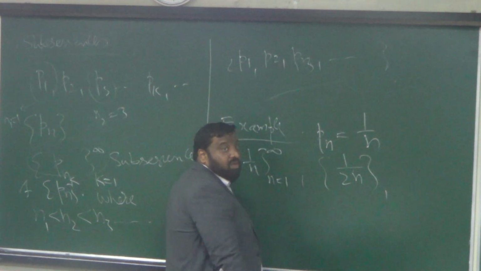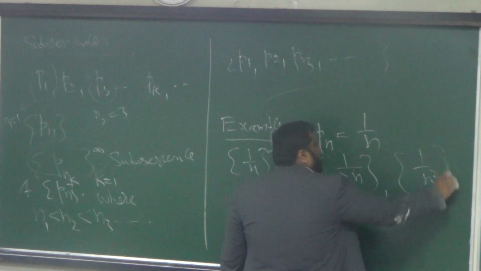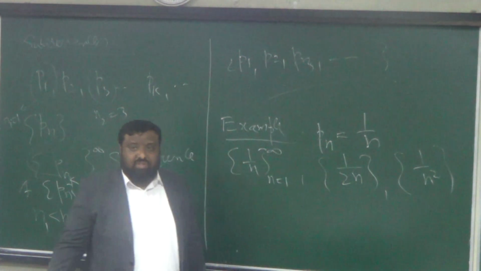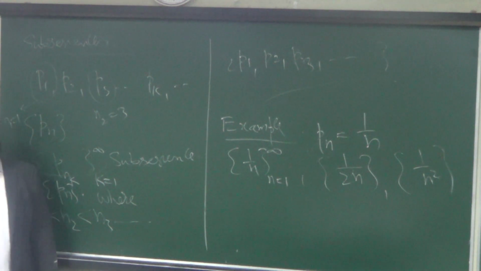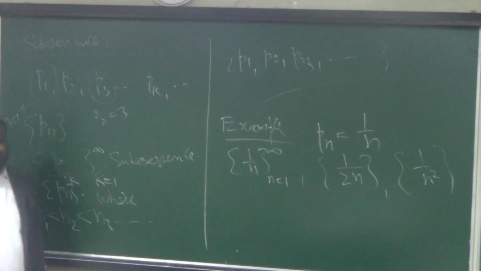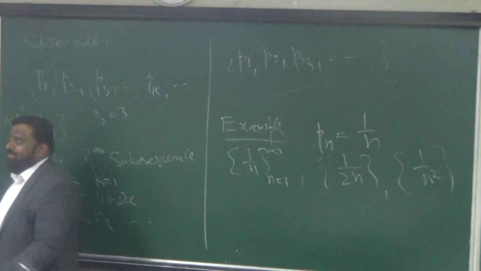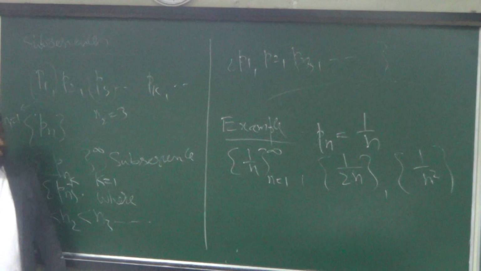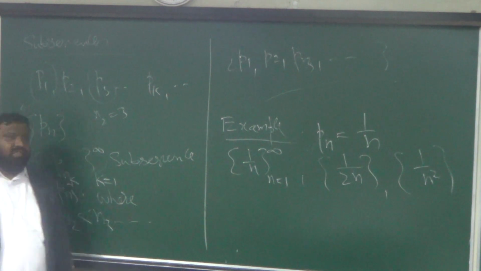And 1 over n squared could be another subsequence of this sequence. And 1 over n factorial, 1 over n to the power n, would be one subsequence. You can have loads of subsequences, and hence you can show that there are uncountably many subsequences.